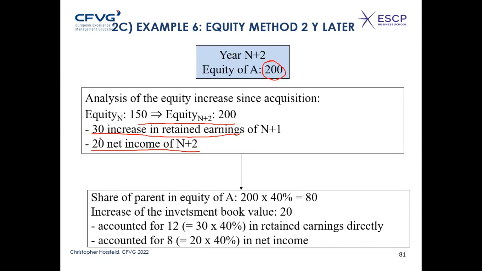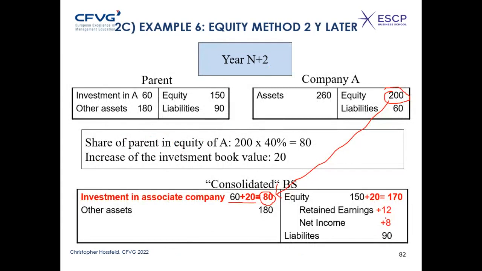For 20, we said the increase is related to net income of N plus 2. Well, here I did the same thing I did in N plus 1. I will account for my share of the net income, which is basically 8. And therefore, I will put plus 8 in my own income statement. 30 of the increase was related to an increase of retained earnings. So I account 40% of that in my own retained earnings. 40% of 30 is 12. So I do plus 12 in retained earnings. So plus 20 on the asset side, plus 20 in equity, but on two different lines.